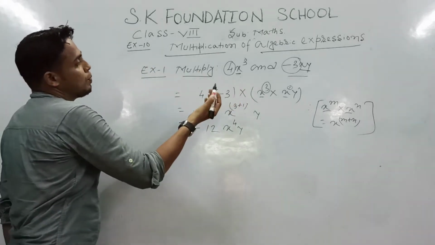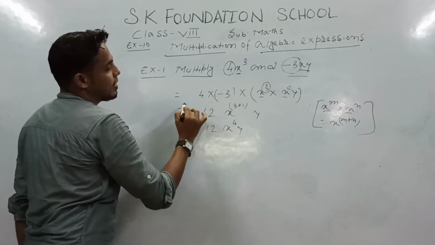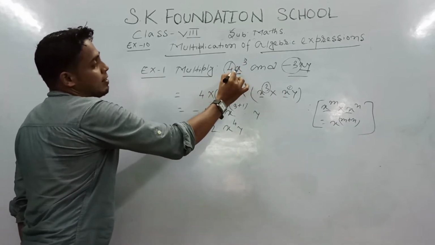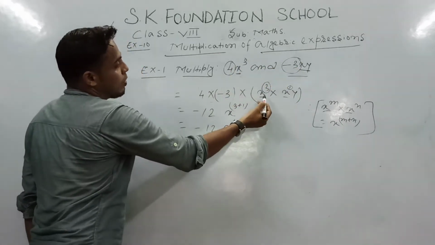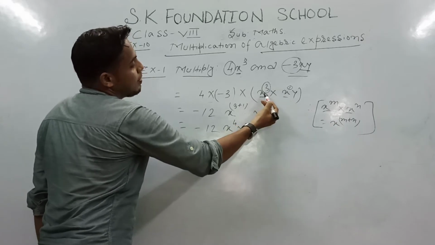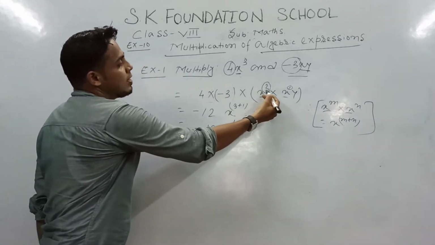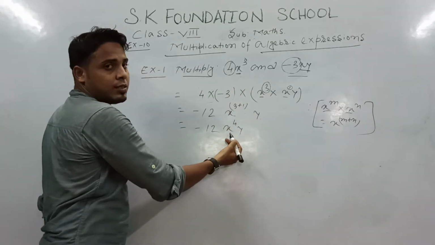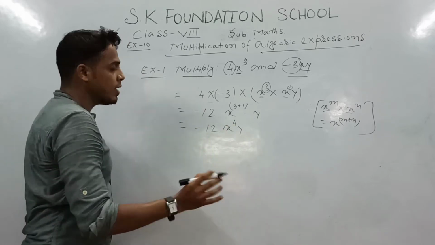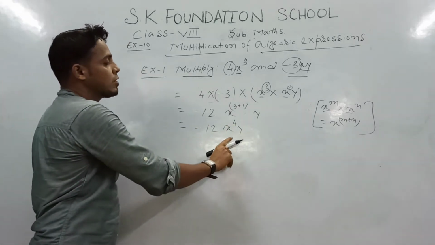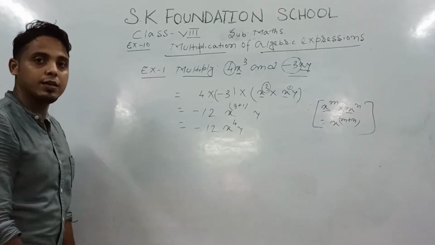First, we multiply the numerical numbers 4 and minus 3, then we multiply the literal coefficients, x cube and xy. So here the powers of x are different, but their bases are the same and the terms are in multiply form. That's why their powers are added. So 3 plus 1, this is 4, x to the power 4, and y is a single term, that's why only 1. Okay? So the overall answer is minus 12 x to the power 4 y. Clear? This was example number 1. Understood?